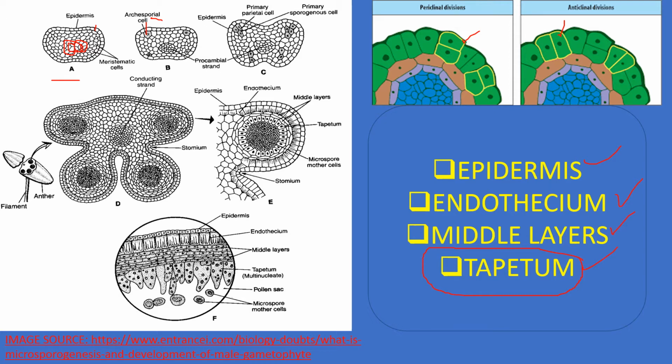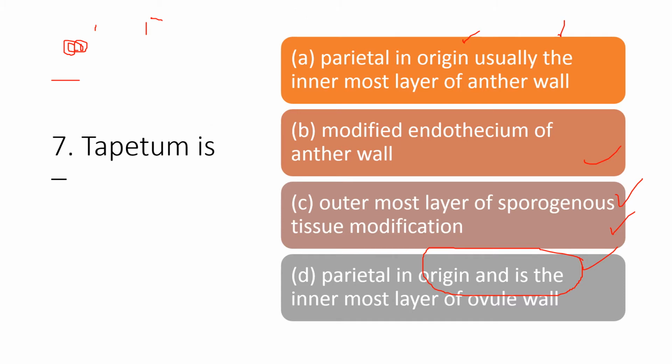The tapetum is the result of periclinal and anticlinal divisions of the parietal cells. Along with the tapetum, the epidermis, endothecium, and middle layers are formed. So now coming to the options. A: parietal in origin, usually the innermost layer of anther wall. B: modified endothecium of anther wall. C: outermost layer of sporogenous tissue modification. D: parietal in origin and is the innermost layer of ovule wall.